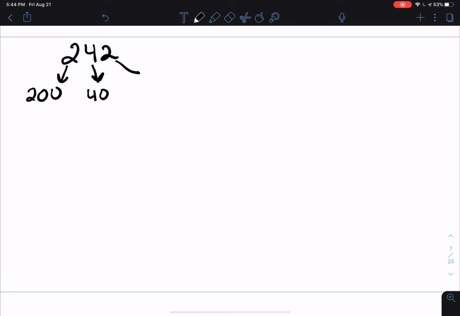Okay, let's go the other direction. Let's say we have 242 in our numbers. We have a 200 that we need to represent. We have a 40 that we need to represent. And we have a 2 that we need to represent. Okay, so for the 200, I know that a scroll is 100. So I can do 2 scrolls for that. That's the 200.